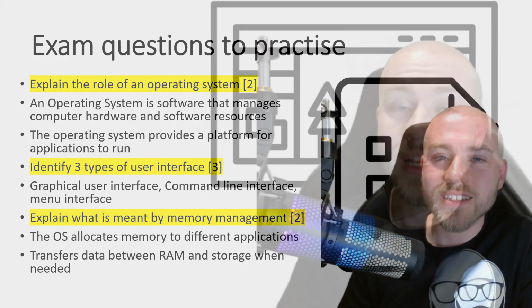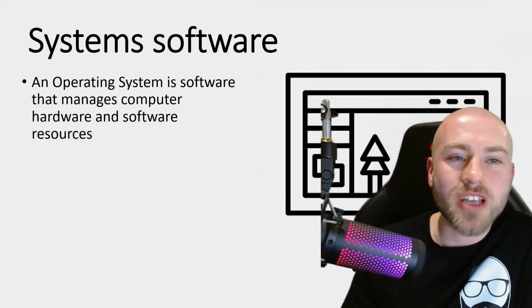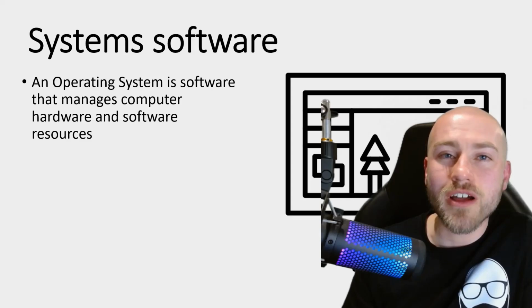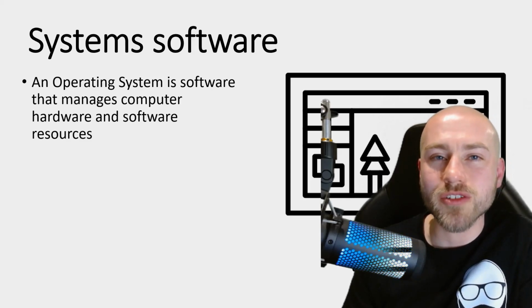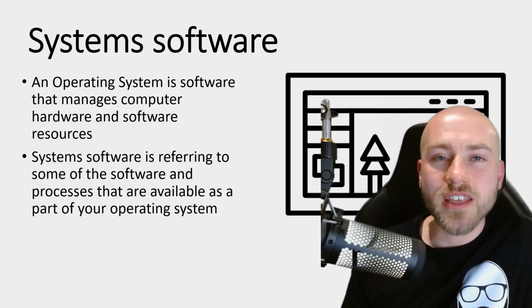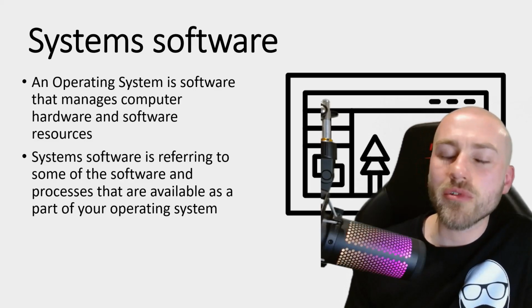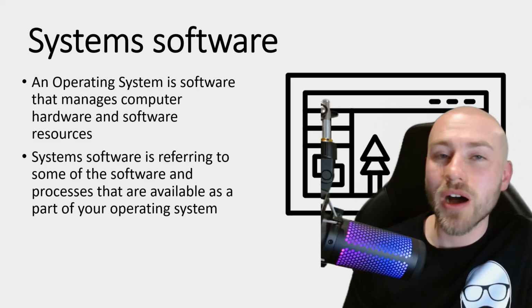storage when needed. In this video, we're looking at system software. In the last video, we looked at operating systems and how it is software that manages both hardware and software resources. System software in this video is referring to the different software and processes that are available as part of your operating system. The first one that I want to have a look at is peripheral management and drivers.